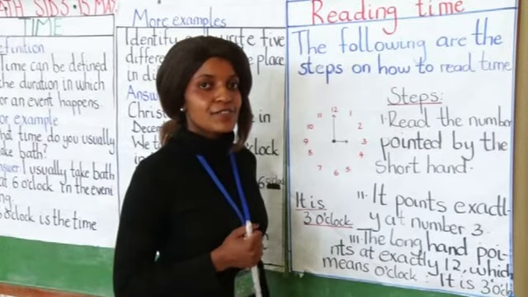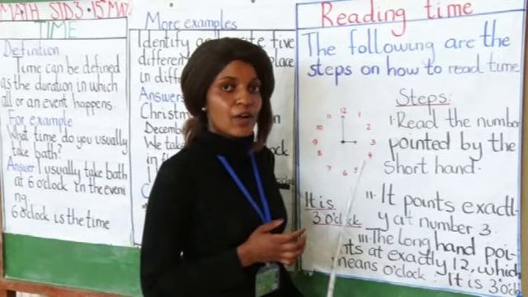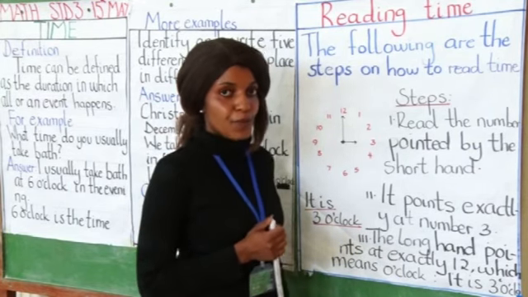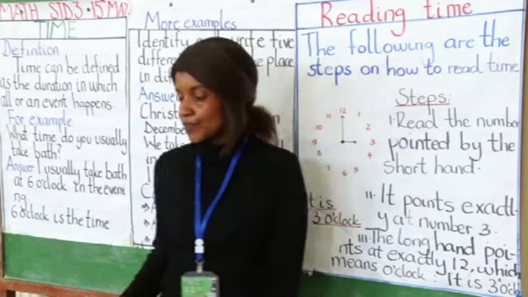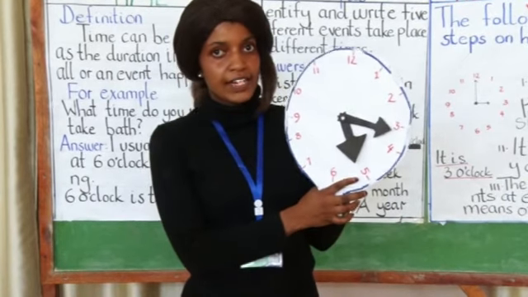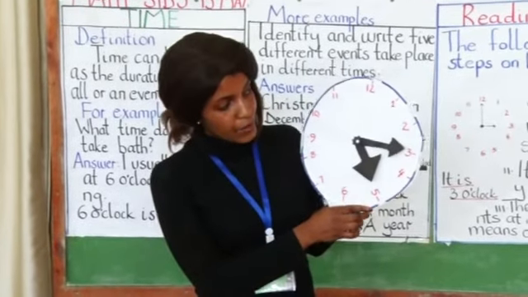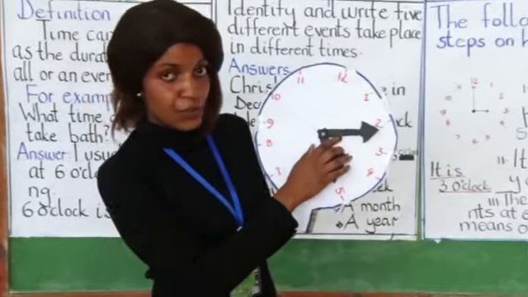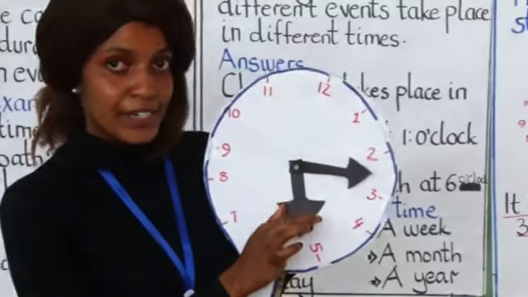Now, standard 3 students, I'm going to show you how to read time when you have a clock or a watch there at home. Let us see an example. This is an example of a clock watch. This one has 2 arrows, the long one and the short one.